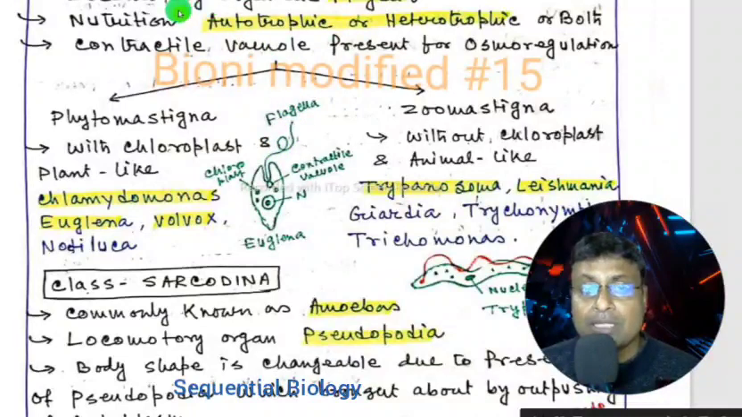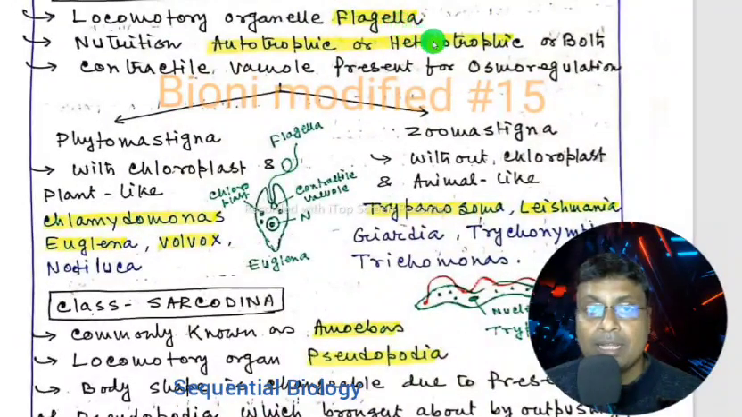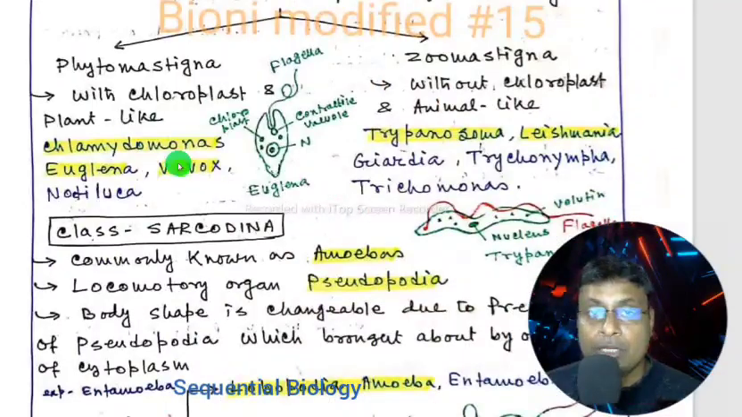The class Mastigophora has the locomotory organelle flagella, and the nutrition is autotrophic or heterotrophic, because it is a big organism. Actually, they possess both plant and animal characters. Then this group can show the autotrophic and the heterotrophic mode of nutrition or both, and the contractile vacuole is present for osmoregulation. And this class Mastigophora is again divisible into 2 broad groups, the Phytomastigina and the Zoomastigina.